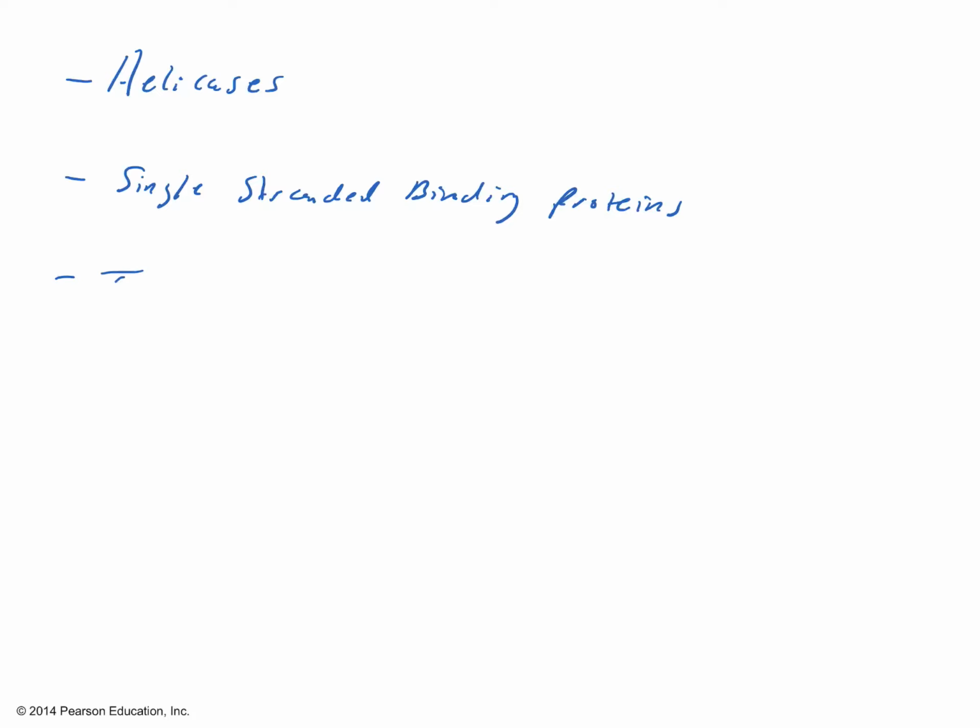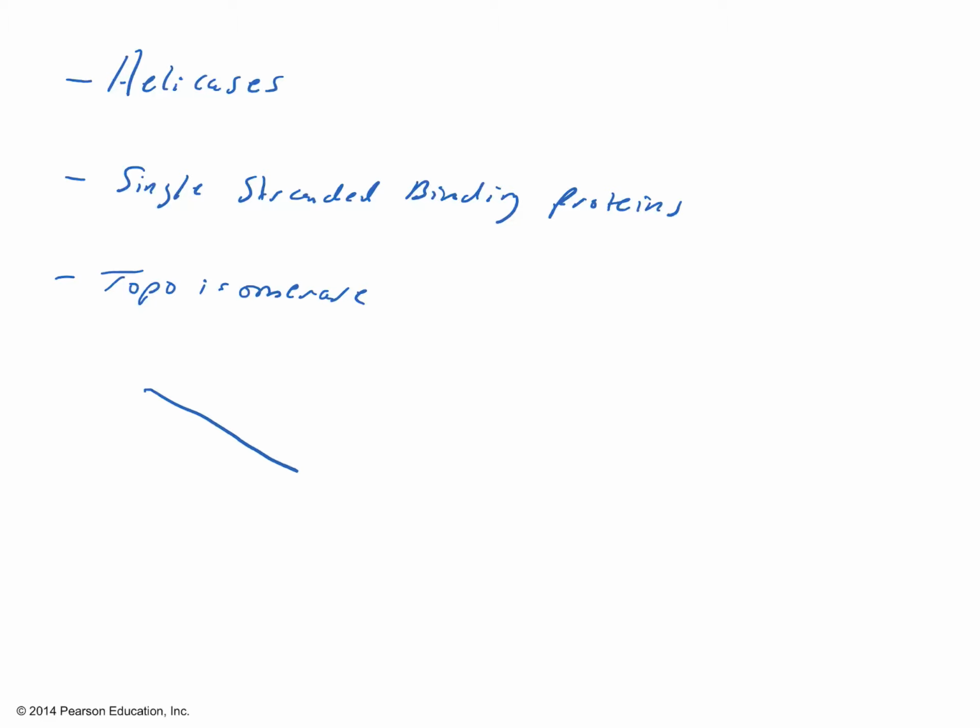Then we have another enzyme which has a really unique job. It's called topoisomerase. Sort of a mouthful. Topoisomerase. Topoisomerase corrects a problem that occurs between replication forks.